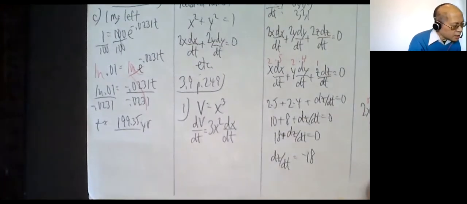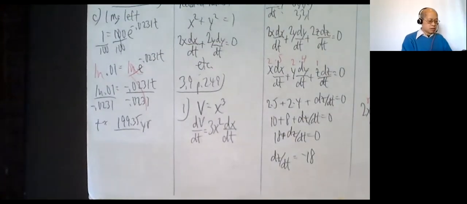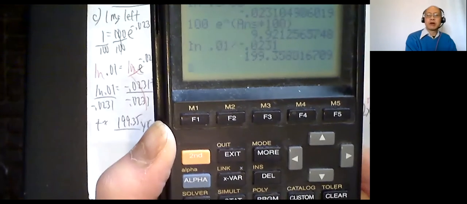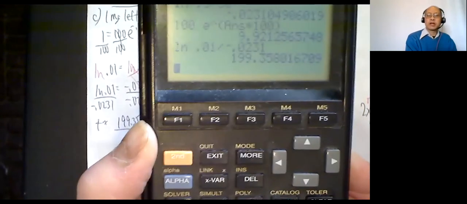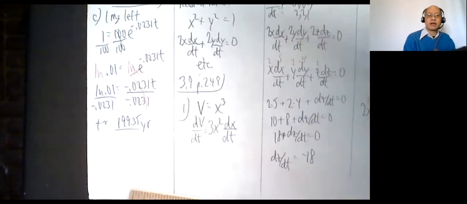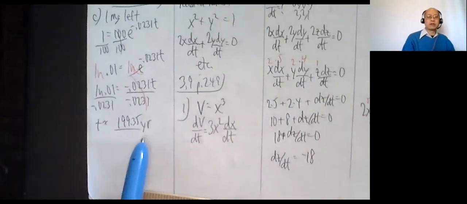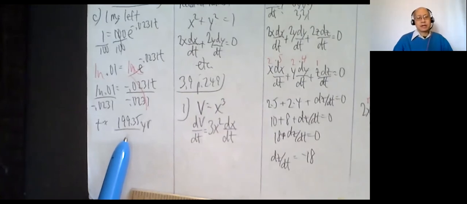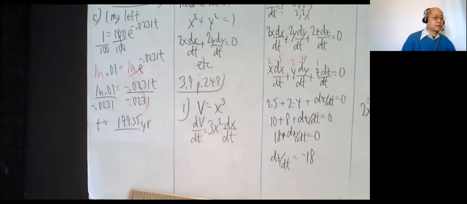So I go negative, and negative, what was it again? 0.0231. Okay, so there, ln of 0.01 divided by negative 0.0231 is 199.358 or whatever. And my answer is in years. If you rounded this to 200 years, that's fine in this particular case. So 199.35 years is my answer.